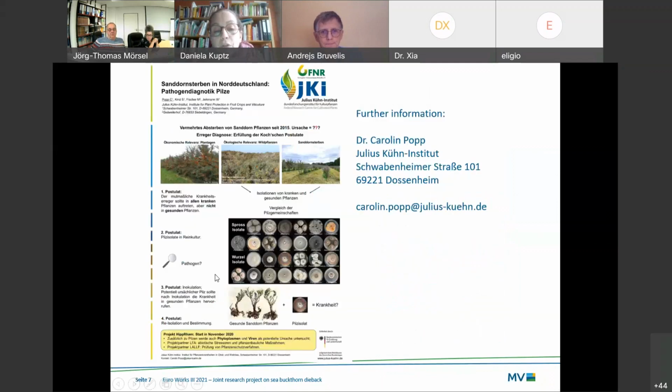And now I want to show you the poster of Caroline Popp. She is doing the analysis of the pathogens, and she was really very busy this year. But yet we couldn't discover any pathogen that is really killing the plant. They all make them weak, but not really definitely causing the dieback. So we are still in progress.